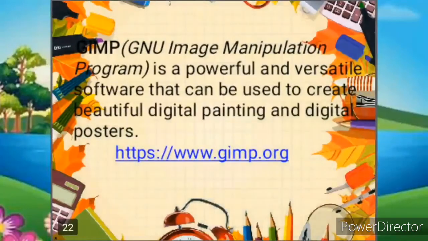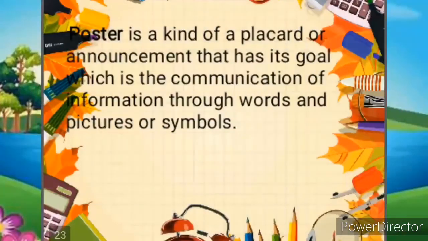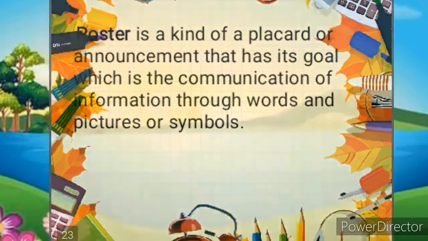Number 5 is GIMP or GNU Image Manipulation Program. This is a powerful and versatile software that can be used to create beautiful digital painting and digital posters. And number 6 is poster. A poster is a kind of placard or announcement that has its goal the communication of information through words and pictures or symbols.